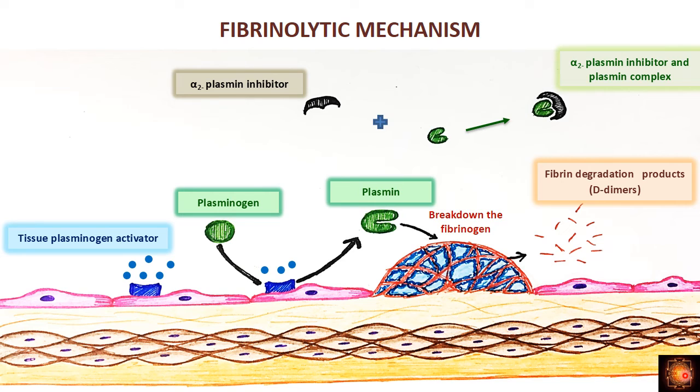That's why, whenever there is a clot formation, the laboratory test we do to find out whether clot formation is there or not is the measurement of the D-dimers, because whenever there is a clot formation, obviously there will be a fibrinolytic mechanism. So the fibrin degradation products should be present, and so D-dimers should be present. If the D-dimer level is raised, it means there is a formation of clot in the blood.